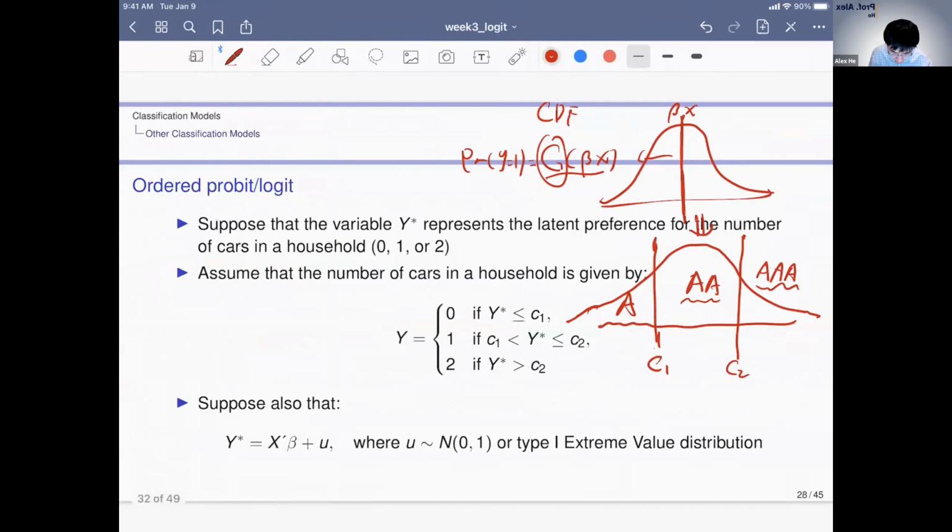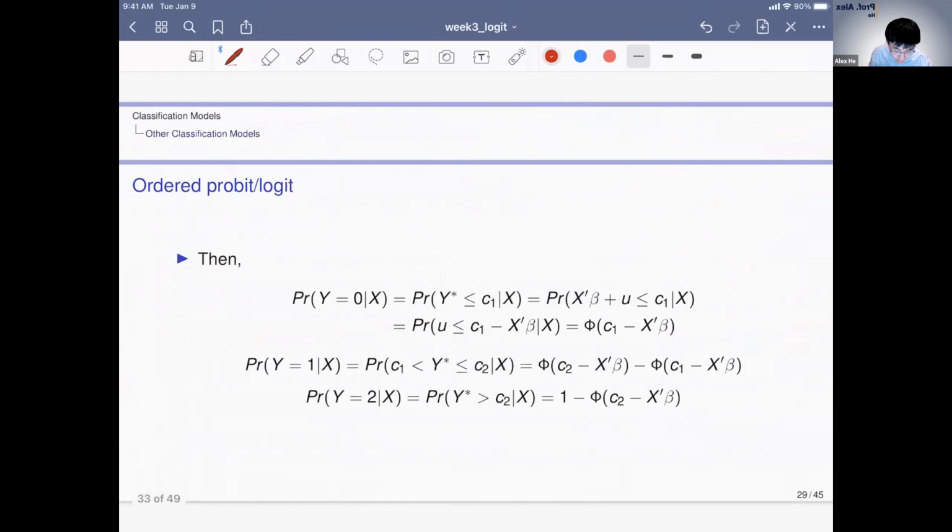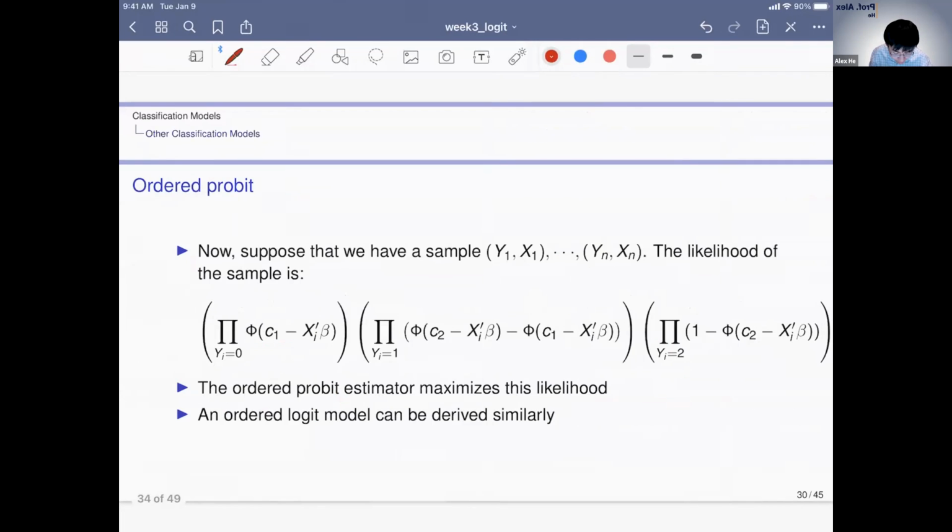Okay. Given these cutoffs, you can calculate the probability. You can take a look here: all the probabilities are just a function of your cutoffs and also the beta. And then your likelihood would be something like this.